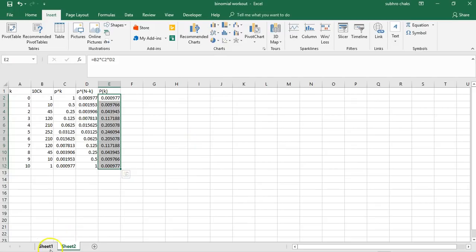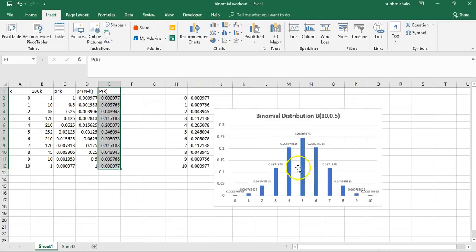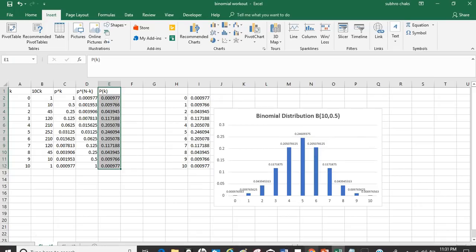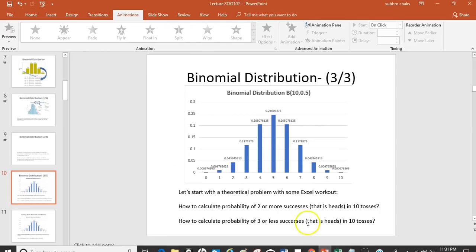So if I plot all these values, I'll get something like this. You can see here the 0 head has 0.0009 as its probability, 1 head has 0.009 as its probability, and so on. So this is our binomial distribution for the case of 10 coin tosses, where each has a probability of 0.5. Now I'll go back to that old example and see.